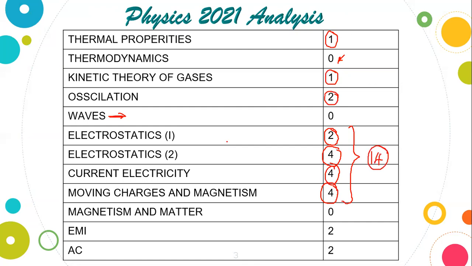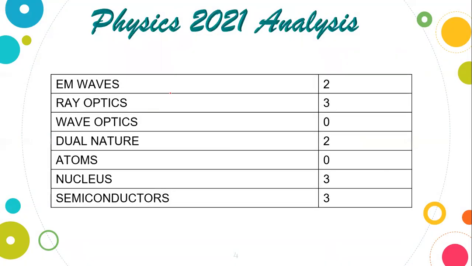How many questions from these 4 chapters? 14 questions. Yes, unexpected questioning. Magnetism and matter: every year we expect 2 or 3 questions, but 0 questions from magnetism and matter. EMI and alternating current together constitute 4 marks this year. And finally, EM waves for 2 marks, that is 2 questions.